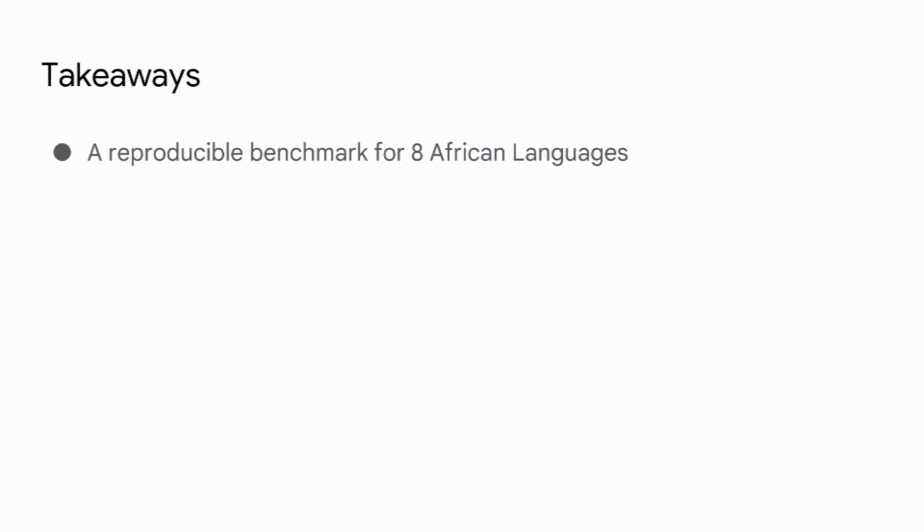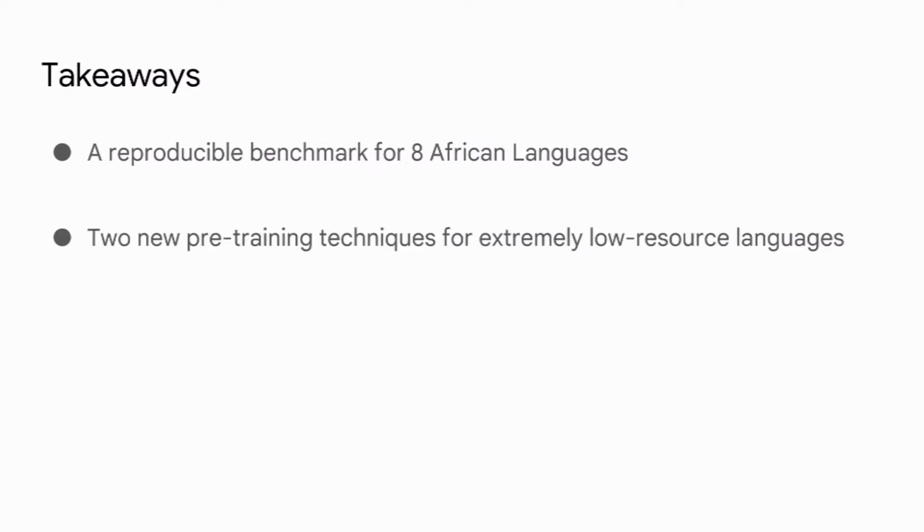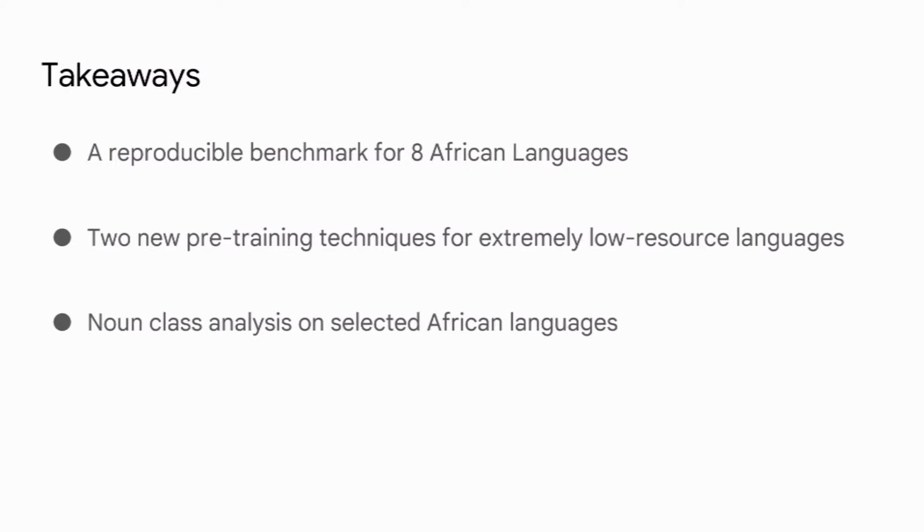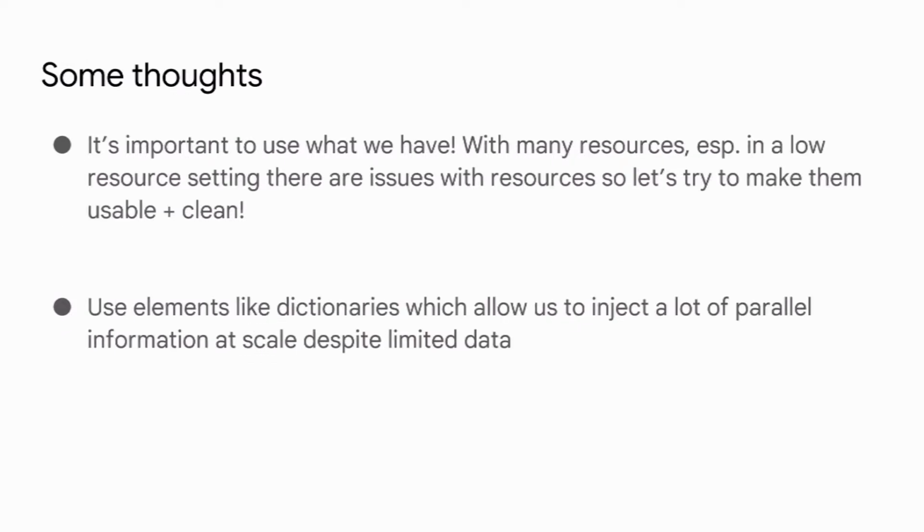So from this, it was very simple. We had a reproducible benchmark for these 8 African languages. We had these 2 new pre-training techniques for low-resource languages, and this was low-resource focused pre-training. And finally, we had in the paper noun class analysis on selected languages, and this was able to show that we were actually improving on multiple axes of quality.